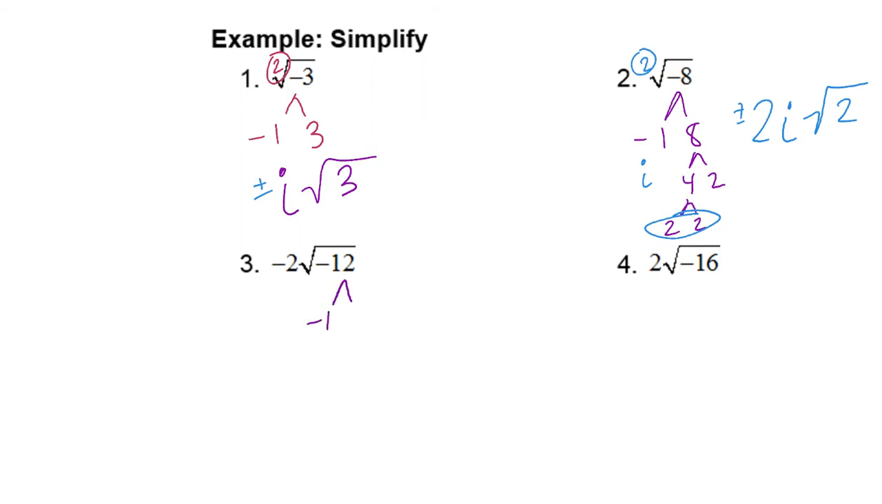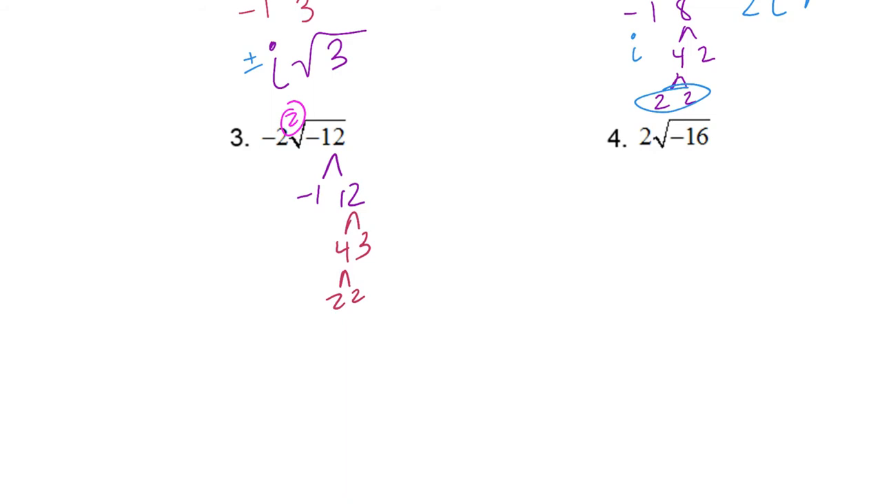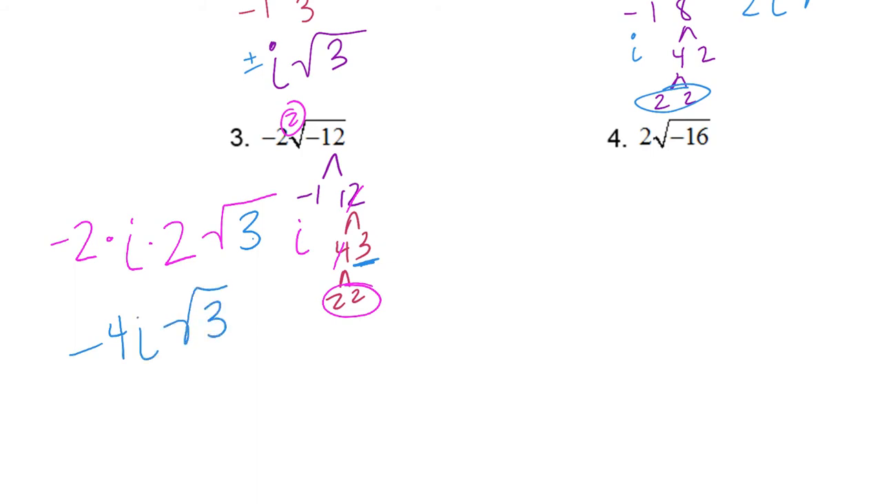Okay, so let's look at number 3. We've got to break down this negative 12. So we have negative 1 and 12. Break down 12: it's 4 and 3. 4 is 2 and 2. Your index here is still 2. And you're like, okay, what do I do with that negative 2 on the outside? Well, that's just something we end up having to multiply by as well. So we still circle our pairs. We have a pair of 2s, and this negative 1 is i. So I have the negative 2 that was already on the outside times i times this pair of 2s. And then what's left in the radical? The only thing that was not circled is the 3. So it's negative 4i root 3.